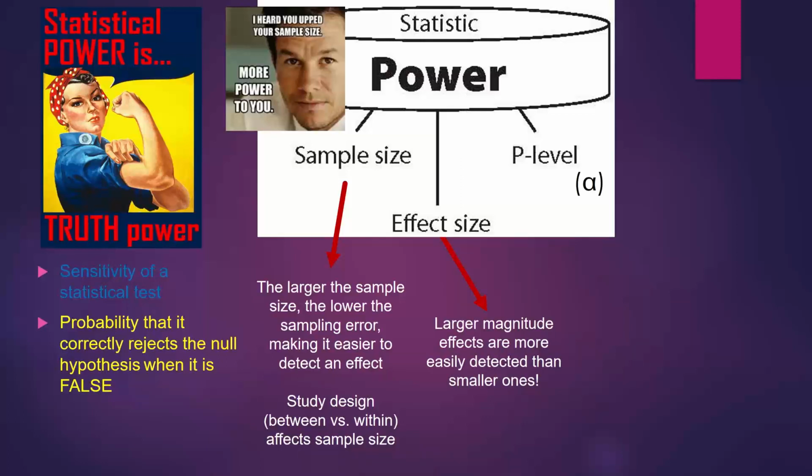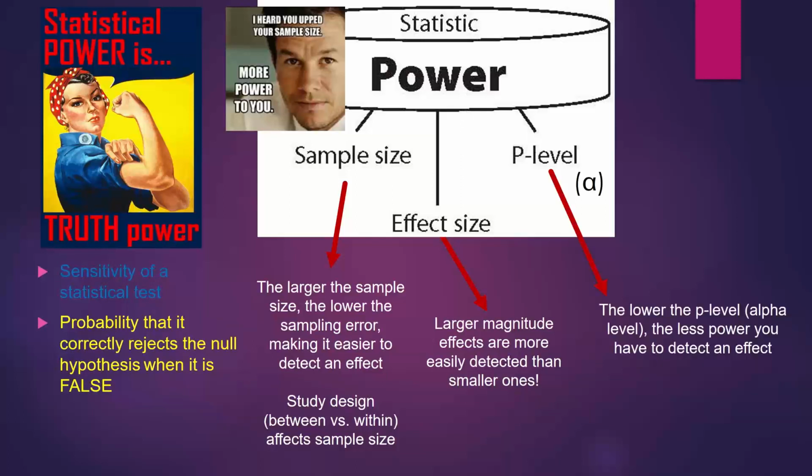Effect size. So larger magnitude effects are more easily detected than smaller ones. And alpha level. So the lower the P level, the less power you have to detect an effect. So with an alpha of P less than 0.05 versus an alpha of P less than 0.01, you have less power to detect something at 0.01 than 0.05.